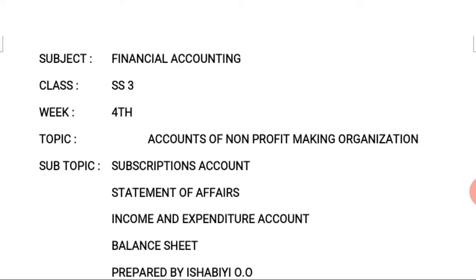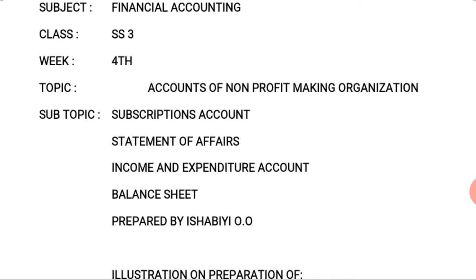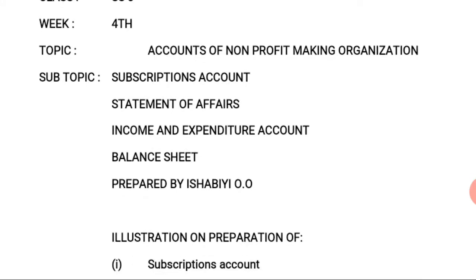So today we like to look at another topic, which is the accounts of non-profit making organizations. In that aspect, we'll be looking at how to prepare subscription accounts, statements of affairs of a non-profit making organization, income and expenditure accounts, as well as the balance sheet of a non-profit making organization.